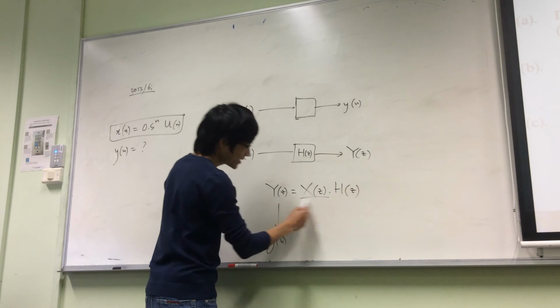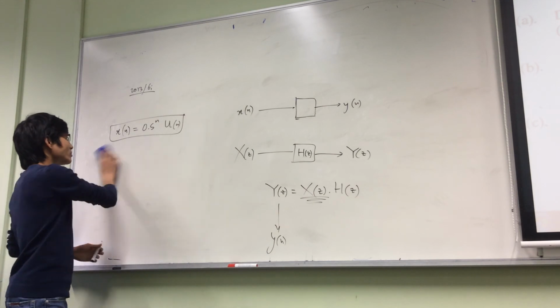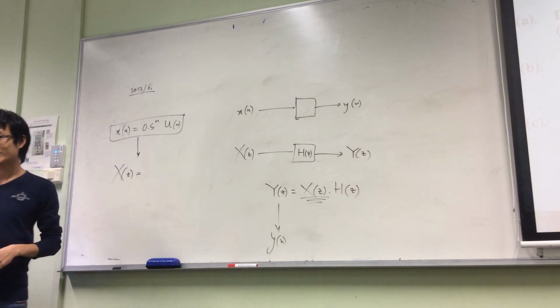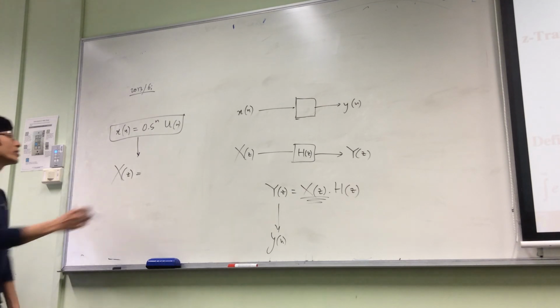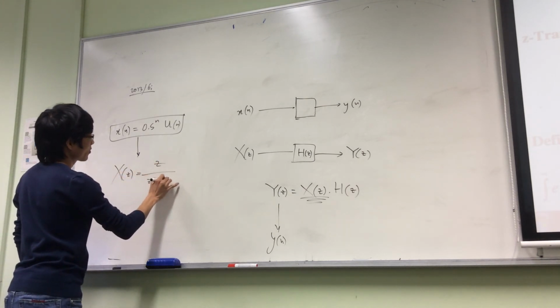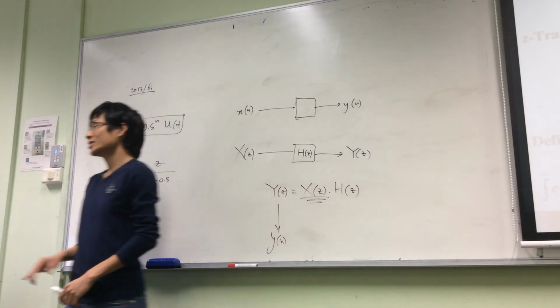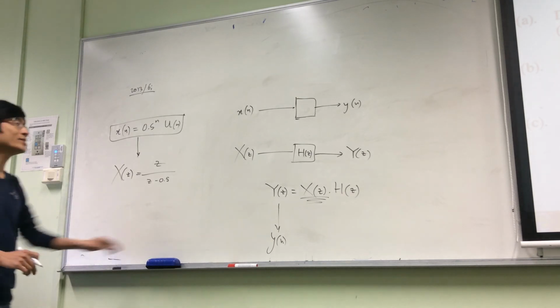Can we get xz from this? Yes, formula sheet. Go back. That gives you xz equal to, what from the formula sheet can you remember? The first one. This one? Yeah. Z over Z minus a, which is 0.5, for instance. Can we get the transfer function out of the system that we are given? Can we get the transfer function Hz out of this? Yes.